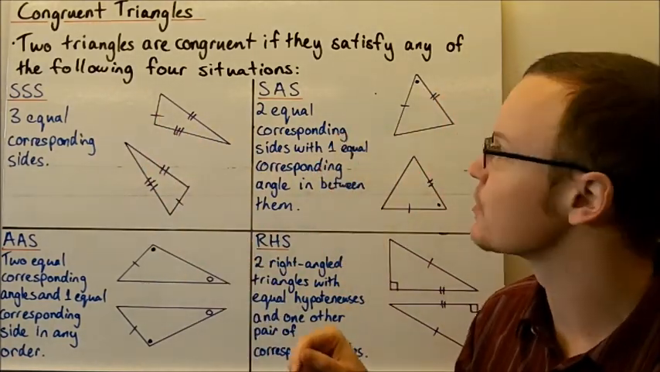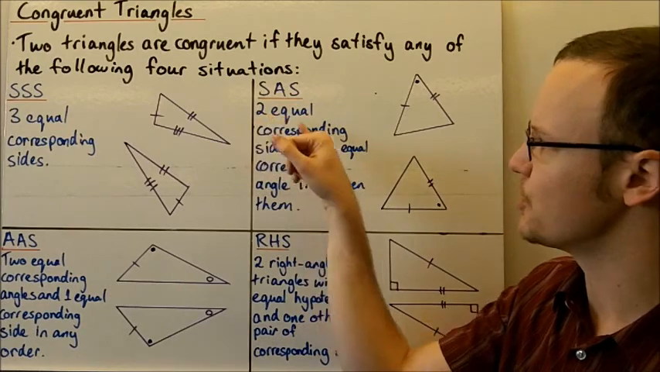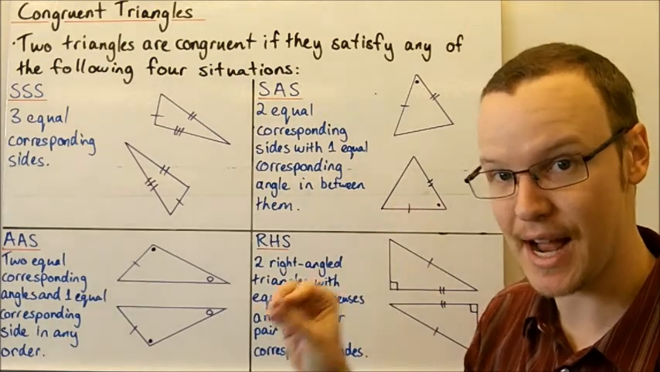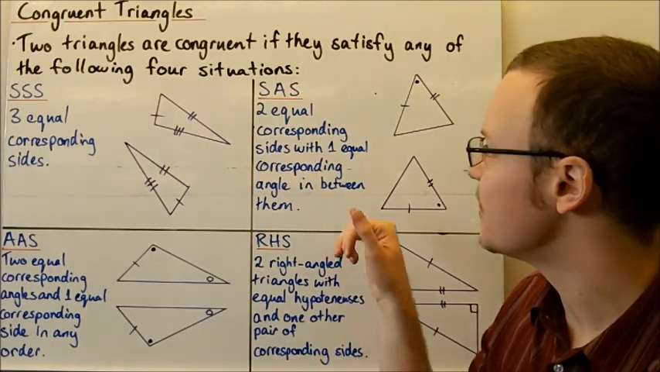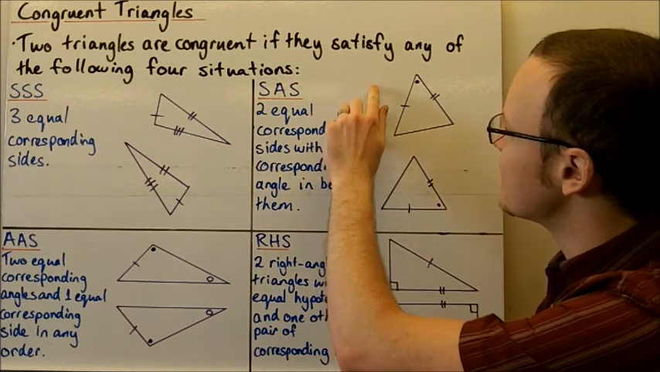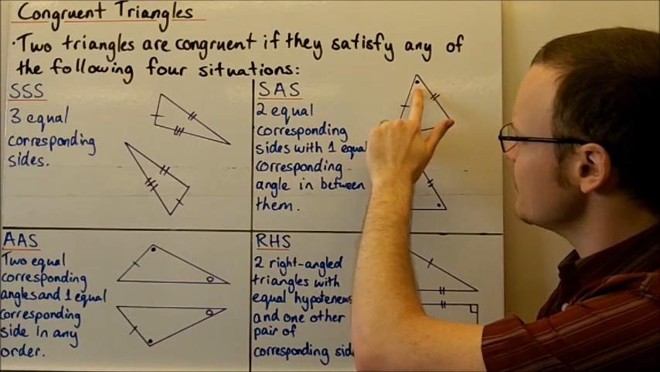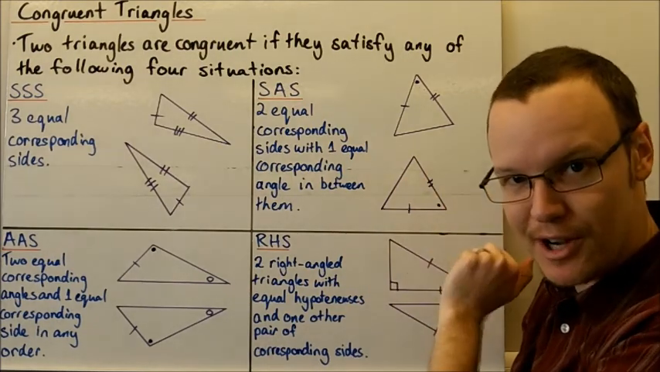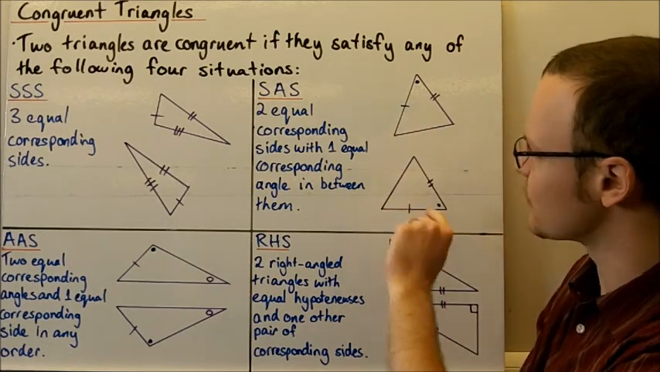The second rule, or the second situation, is side, angle, side, SAS. So two equal corresponding sides, with one equal corresponding angle in between them. The angle has to be in between the two sides. Here we've got a triangle with two equal sides, and there's an angle in between them. This angle corresponds to this angle here, and it's flanked by the same two side lengths next to it. So these two triangles are congruent.